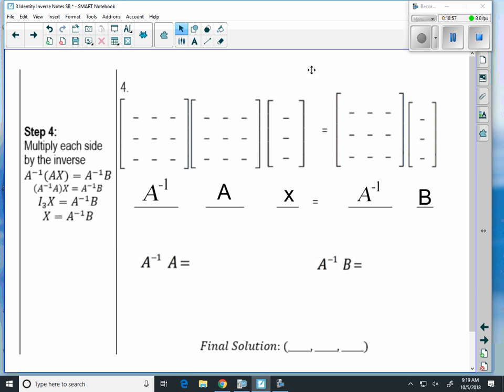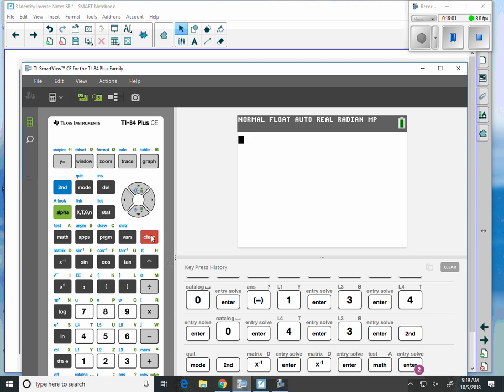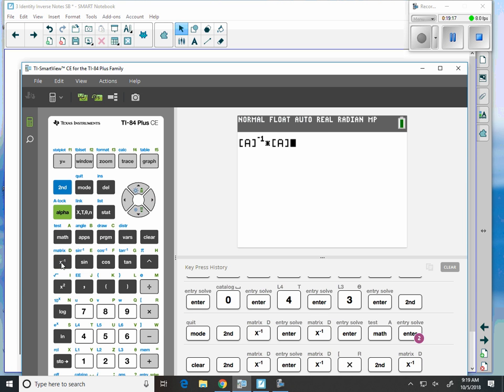Okay? So let's go ahead and do that in our calculator. You should already have A in there, so it's really, really easy. If you just press second matrix, choose A, and then put the negative first on it, times A, and go ahead and enter matrix A. If you press enter, you'll get the identity matrix.